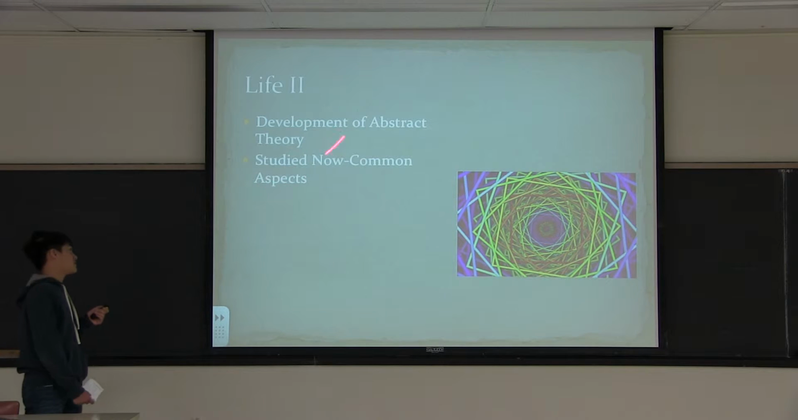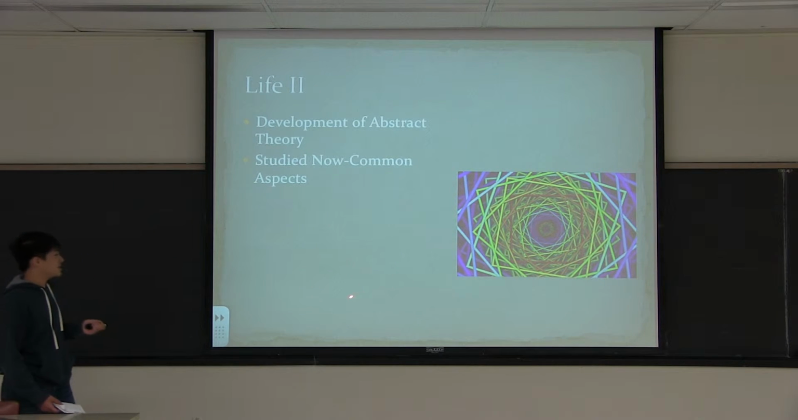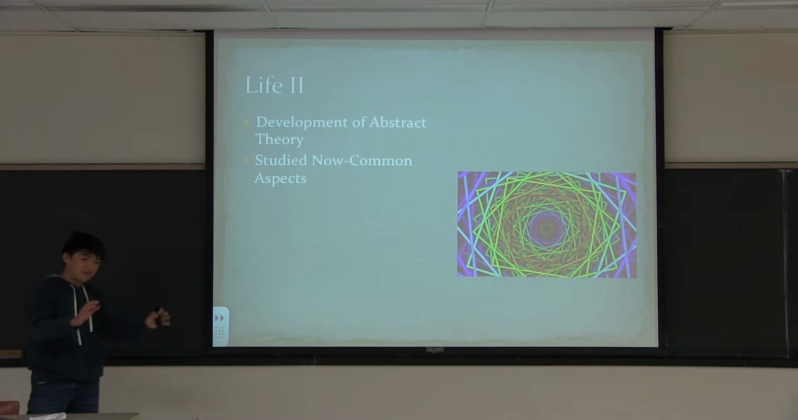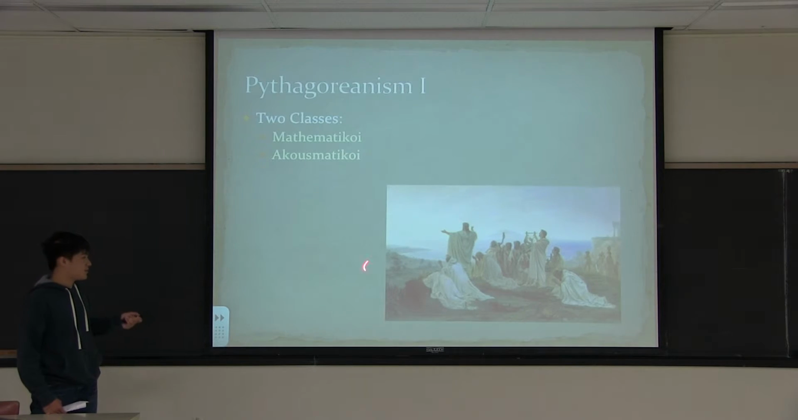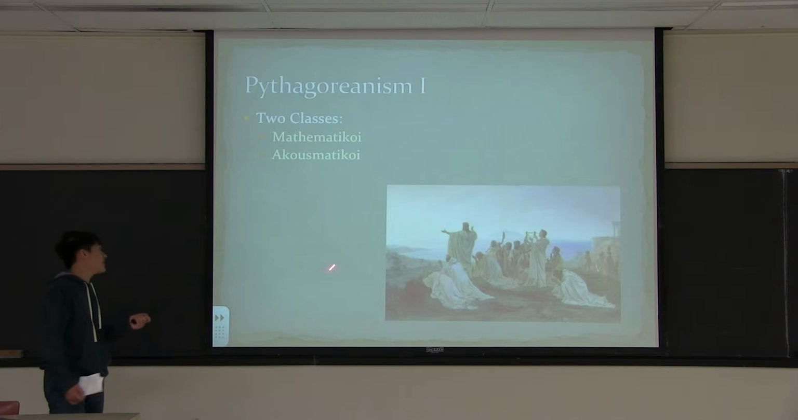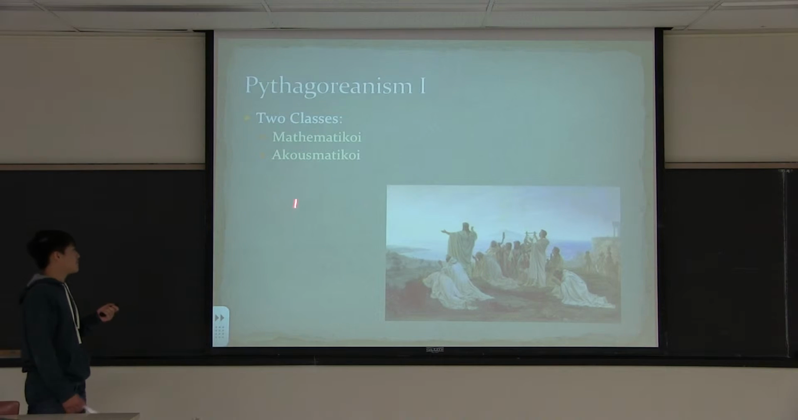So he developed abstract theory and he studied mathematics. What part of mathematics? Special kinds of numbers: the numbers where all the divisors, you add them up, equal the number itself. Like 24, I think. And then here's just an example of abstract mathematics. It's not clearly defined.